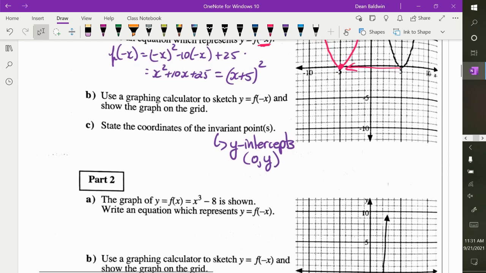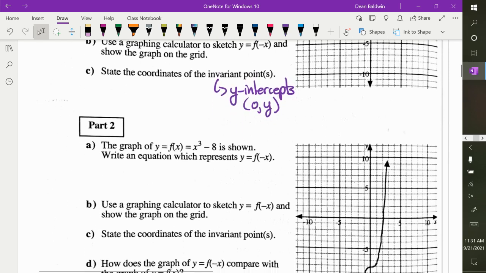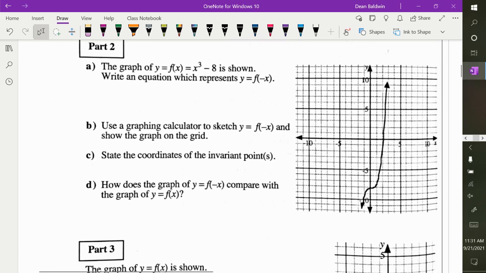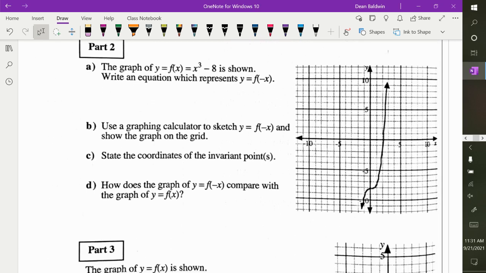So do you feel like you could sketch f of negative x of this graph? Go for it. Sketching f of negative x of this graph. Remember, only the x values change.